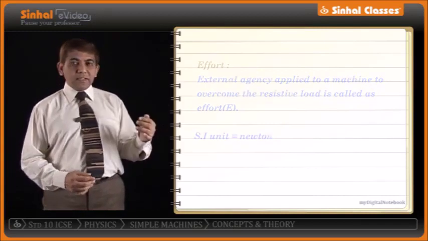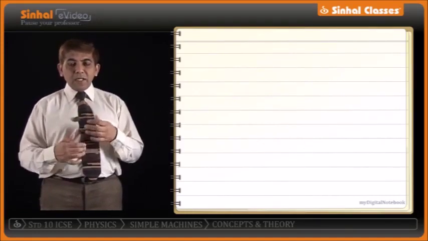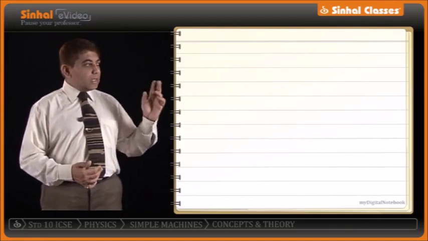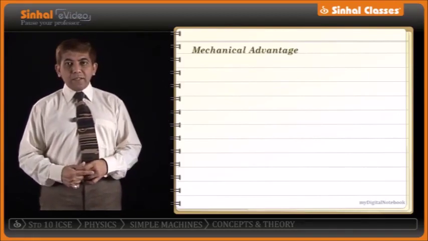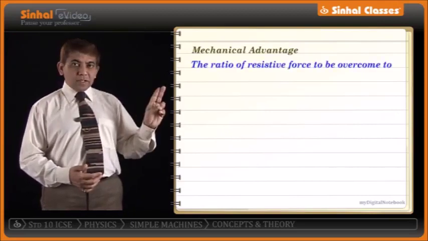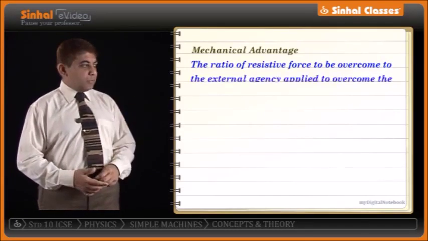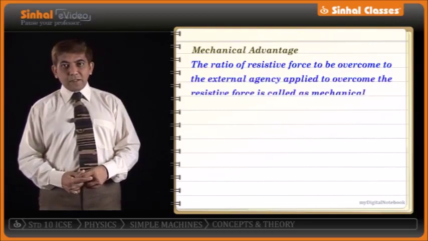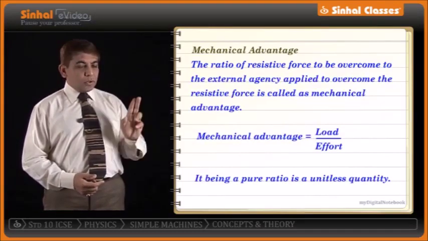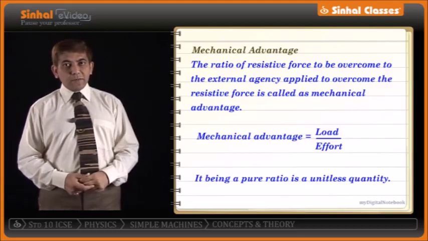As far as load and effort is concerned, these are two individual quantities when applied on the machine. We can determine how much advantageous the machine is in terms of force. And that's how we come to the third part, that is mechanical advantage. So we define mechanical advantage as the ratio of resistive force to be overcome to the external agency applied to overcome the resistive force. Mathematically, mechanical advantage is equal to load upon effort. It being a pure ratio is a unitless quantity.